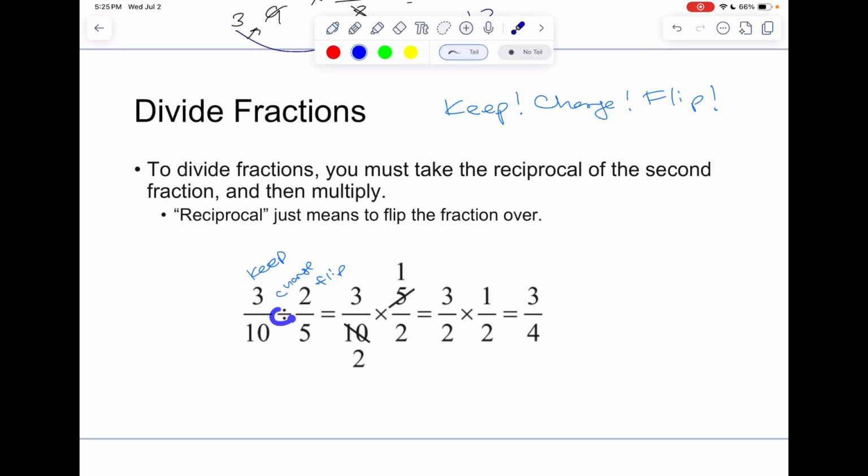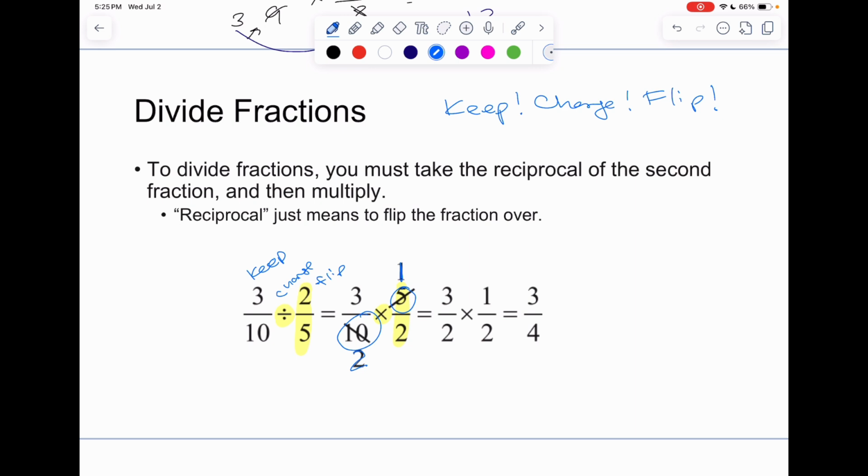We change the division to multiplication, and then we flip 2 over 5 to 5 over 2. So I want you to notice that dividing by 2 over 5 is the same as multiplying by 5 over 2. Then we can reduce. We can say this 5 is going to cancel out with this 10 because 5 goes into both of them. 5 goes into 5 one time. 5 goes into 10 two times.